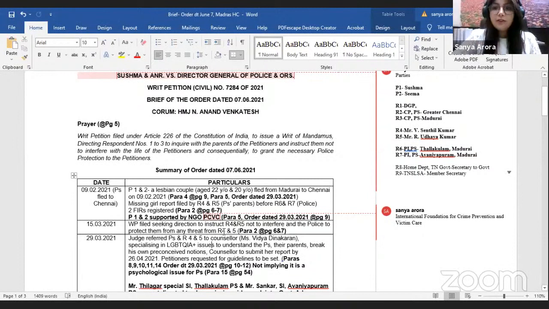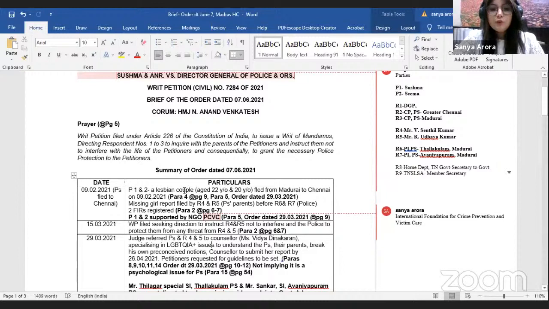Now, if you've read the order, you'll understand that the judge also recognizes the importance of these NGOs, how significant they are to protect the community, because they provide them shelter, they provide them assistance, financial assistance, emotional support, and that is why these NGOs should also be enlisted. That was given in the guidelines later. So this NGO supporting the petitioners also becomes important in this judgment. And just in case I don't remember what the full form of the NGO is, I've put it here: International Foundation for Crime Prevention and Victim Care.